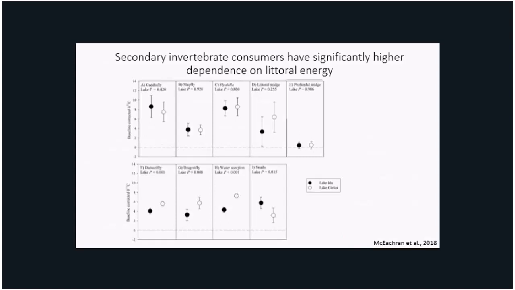On the left axis, or the vertical axis, we have baseline corrected 13C, and that dotted line at the 0 indicates almost total reliance on pelagic energy. So the 0 is pelagic energy reliance, and the higher you go on that range, the more reliance on littoral energy. As you can see, the species of secondary invertebrate consumers on the lower rank there, damselfly, dragonfly, and water scorpion, all showed significantly higher dependence on littoral energy in Lake Carlos than in Lake Ida. We didn't see that difference among the invertebrate producers and primary consumers, but we did see that difference in the secondary consumers, suggesting that they are eating more littoral sources in Lake Carlos.